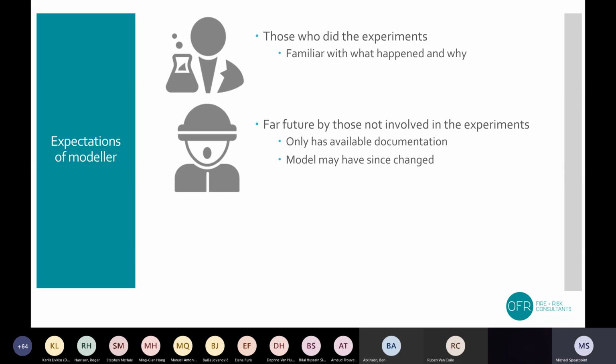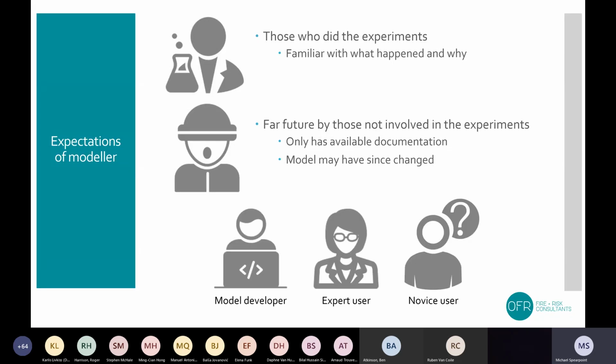Have a think about the expectations of the modeler. Who is going to do the modeling? Is it the people who did the experiments who are going to be doing the modeling? They'll be familiar with what happened and why. Or is it someone in the far future who only has the documentation that's available? And not only that, they might not be using the model in the same setup as you designed the experiments for. The model itself may have changed, and that may be something that they're going to have to deal with.